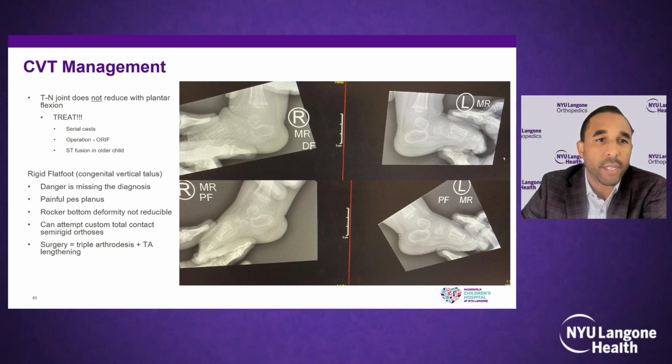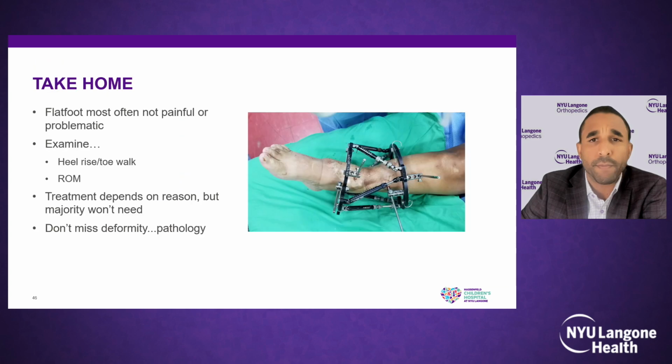And then congenital vertical talus: often if we get them early enough, we can treat with casting, with operative intervention if necessary. These are rigid. We don't want to miss them. So the later in life we get them, the only answer really becomes arthrodesis or fusions.